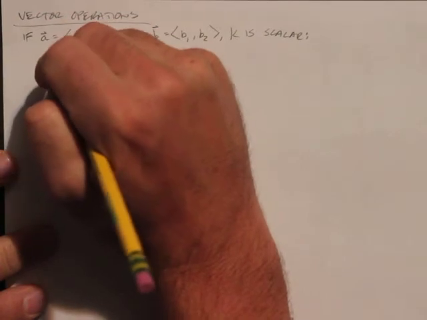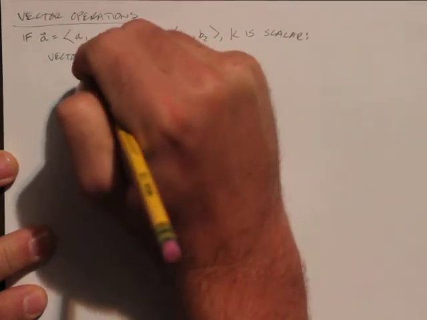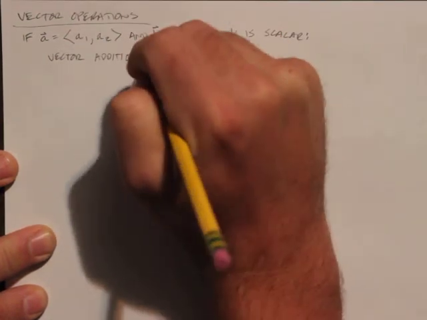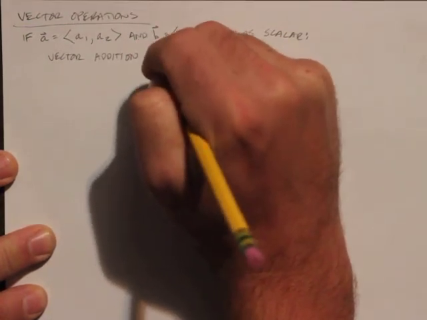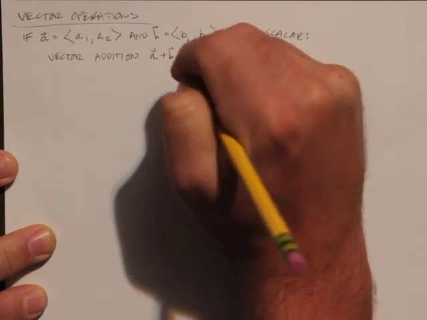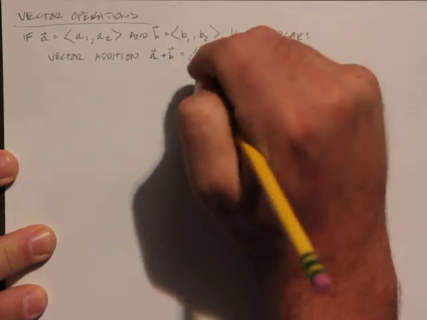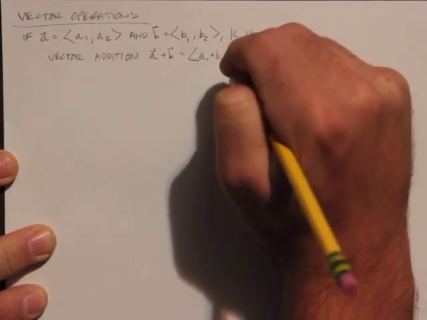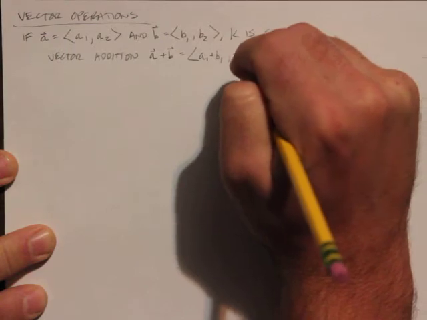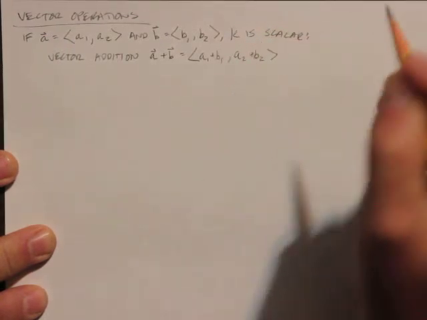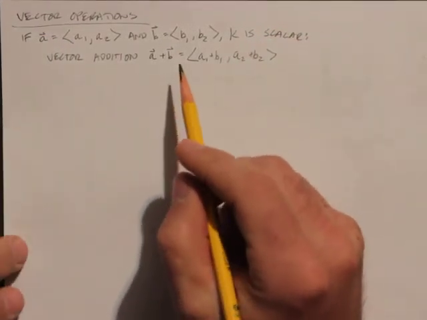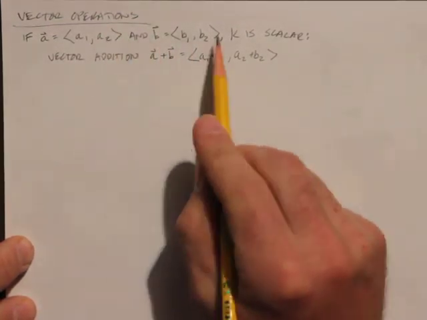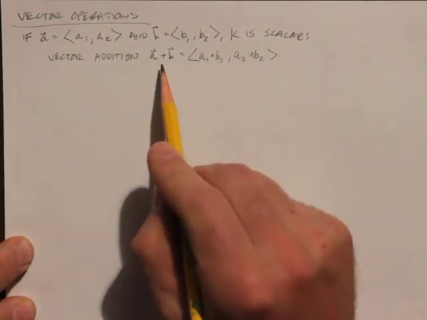So here is vector addition. If I'm going to add these two vectors together, vector A plus vector B equals A1 plus B1, comma A2 plus B2. So you add the x values and you add the y values for vector addition.